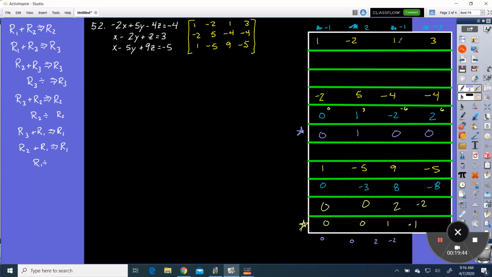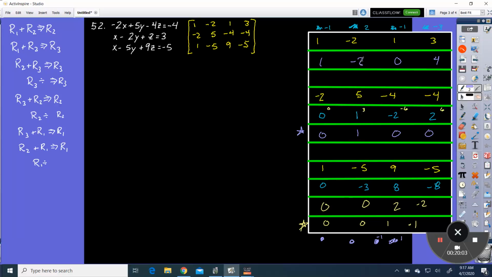Now up here I want this 1 to disappear. So I'm going to multiply all this by negative 1. That's still 0, that's still 0. That's negative 1, and that's positive 1. So 1 plus 3 is 4. Negative 1 plus 1 is 0, and these stay the same because those are zeros.